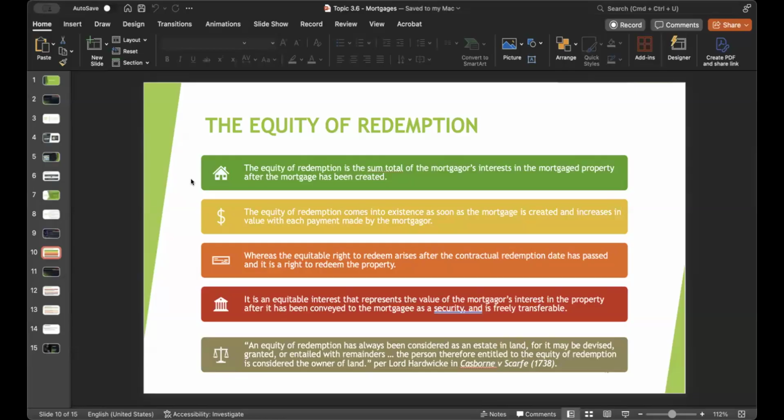So if you don't pay your debt on time, or you fail to pay it by the end of the contractual date, then you still have the opportunity to make good on your debt payments. And that's your equity of redemption. That's the mortgage of redemption. I mean, Trent, sorry. Yeah.